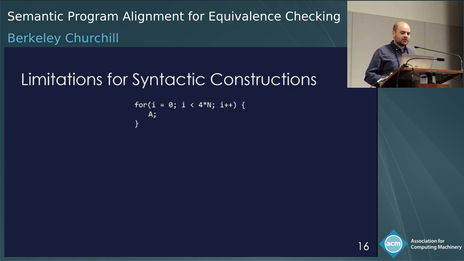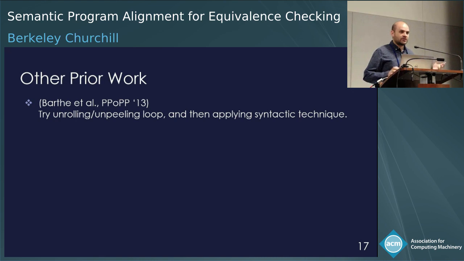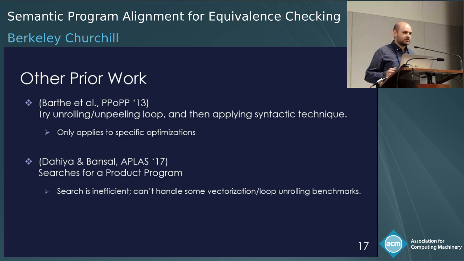In particular, some optimizations that these techniques can't handle include loop unrolling, loop peeling, and vectorization. Some other ideas include unrolling or unpeeling a loop before applying a syntactic technique, but this only applies for very specific optimizations, and in practice it's very hard to predict how a vectorizer might unroll or unpeel a loop ahead of time. Other work searches for a product program, but in the most recent work, the search isn't efficient and it often can't handle many of the vectorization and loop unrolling benchmarks that we're interested in.